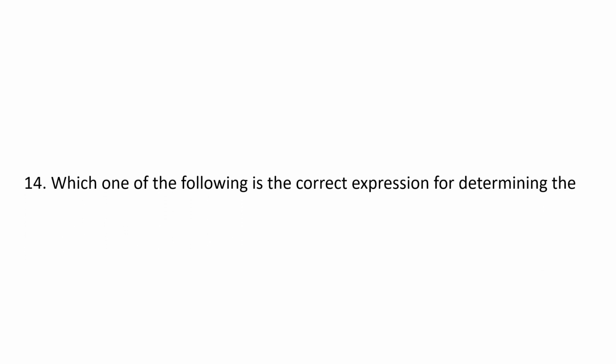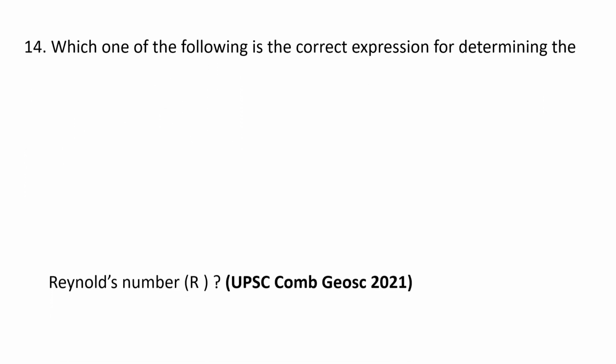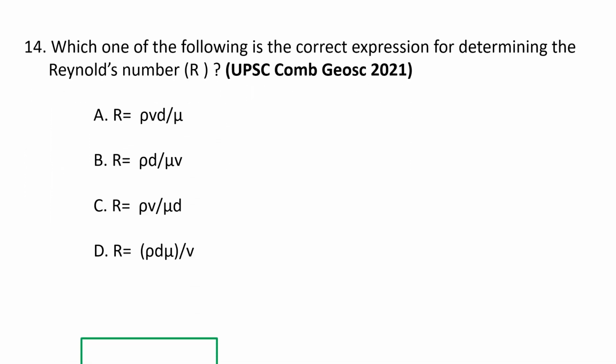Next question. Which one of the following is the correct expression for determining the Reynolds number R? A. R is equal to rho Vd by mu. B. R is equal to rho d by mu v. C. R is equal to rho v by mu d. And D. R is equal to rho d mu by v. So the correct expression for determining the Reynolds number is R is equal to rho Vd by mu.